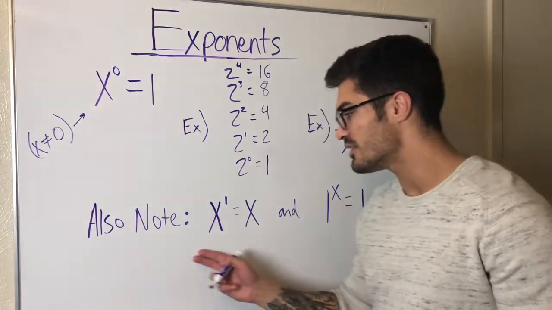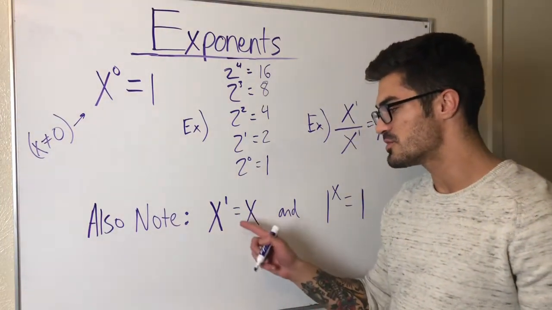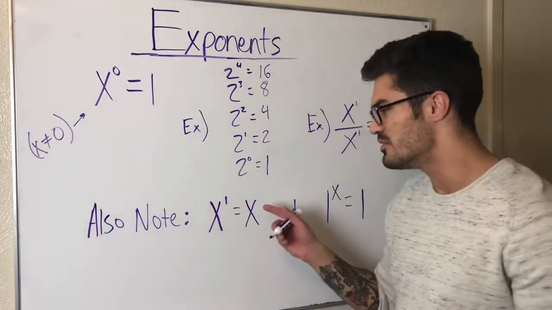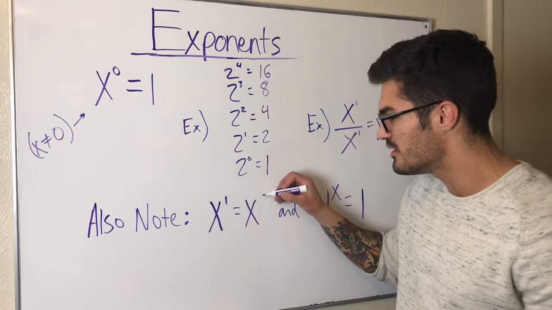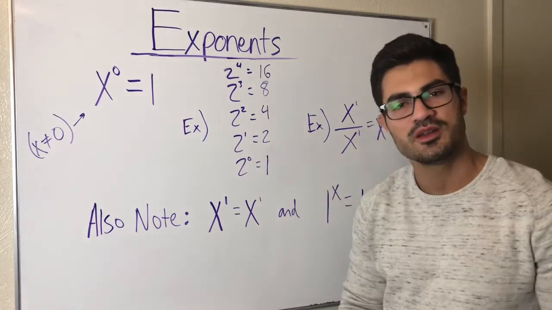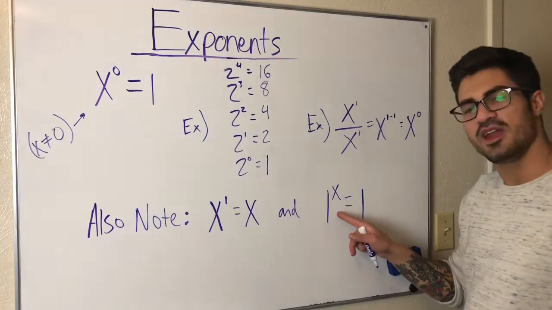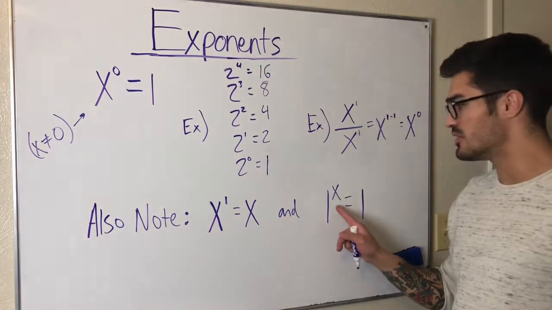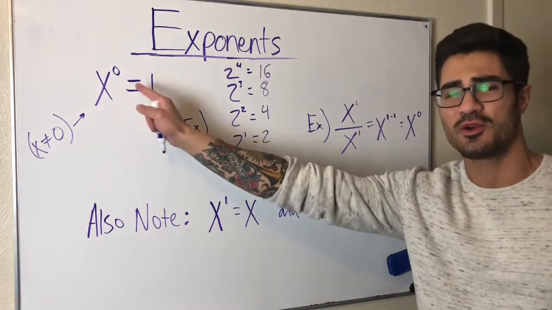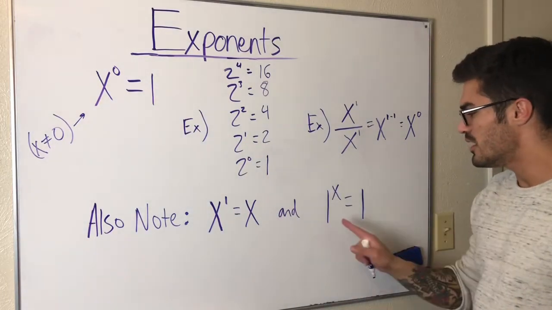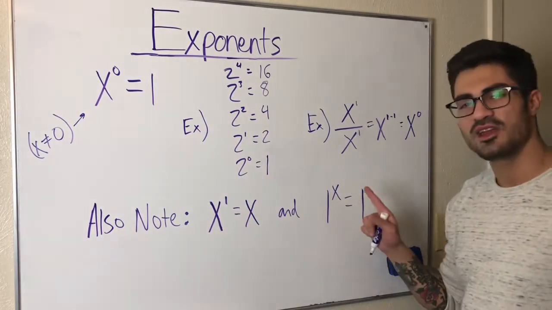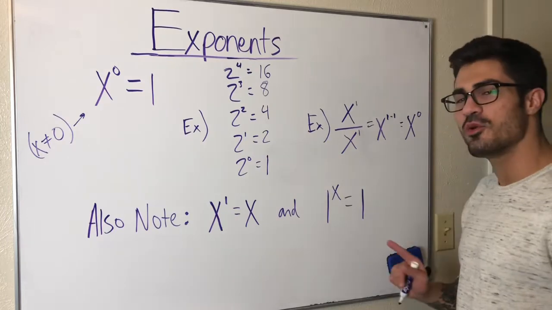Let's also note that, like we just stated, any number to the first power is just itself. It's implicitly stated that this little invisible 1 is there. And also that 1 to the power of anything equals 1. This includes 0, because anything to the 0 power is 1. And 1 to the power of anything, negative, positive, 0, doesn't matter, is always equal to 1.